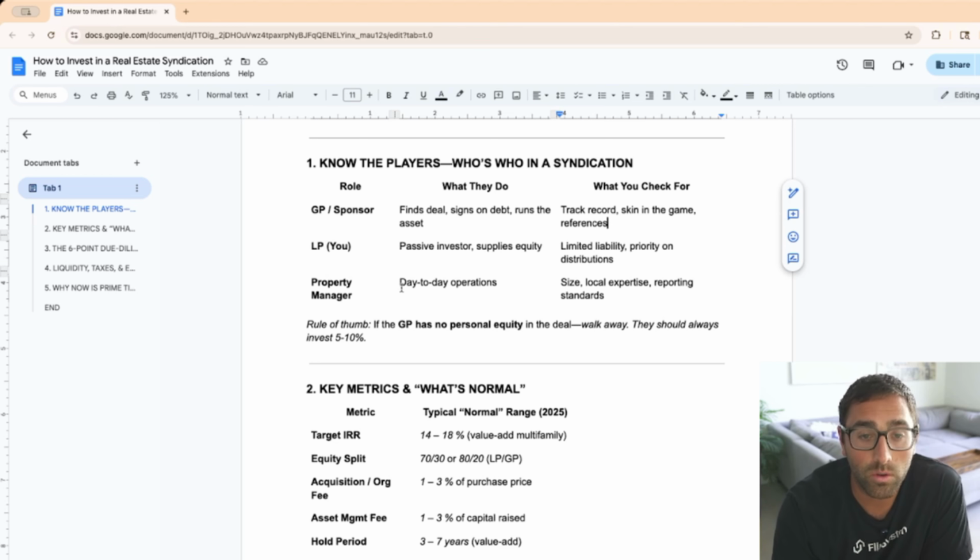And then you also want to vet and talk about the property manager. So who's going to be running the asset, and kind of like a property manager, asset manager. Sometimes the GP or the sponsor will actually do this, but other times the GP and the sponsor will hire a third-party property manager to manage the day-to-day operations of the deal. And what you want to ask questions about there is the size, local expertise, and reporting standards for that property manager. Okay? Rule of thumb, if the GP has no personal equity in the deal, you want to walk away. You always want the GP or the sponsor to have some cash or some skin in the game.